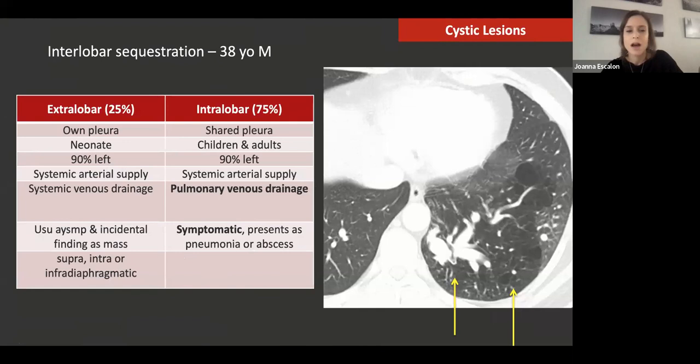So just to remind you all, extralobar sequestration is typically confined by its own pleura and typically found in the neonatal period with systemic arterial and systemic venous drainage. Whereas intralobar, which is most of what we see, I'm an adult imager though, and it is 75% of cases, has a shared pleura, usually found in children and adults when they become symptomatic from pneumonia or abscesses. And they have systemic arterial supply, but pulmonary venous drainage. And the key in the diagnosis is to identify that systemic arterial supply, which was really large in this case, but can sometimes be more subtle.